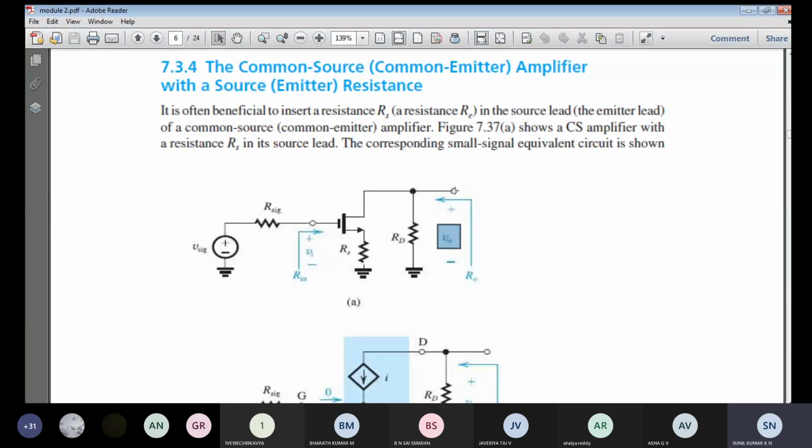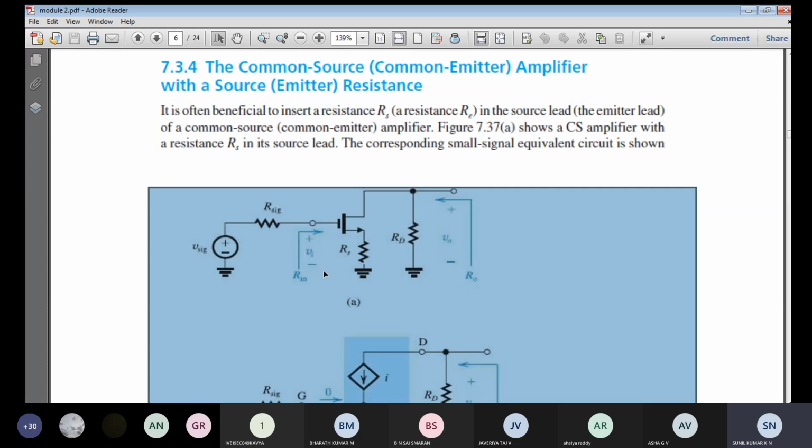From the drain terminal, if you look at the resistance, we see the drain resistance, so we can call R naught equivalent to Rd. But now what is the input voltage? If you come to the input side, this is the input voltage between the gate terminal and ground. So input voltage is Vi.